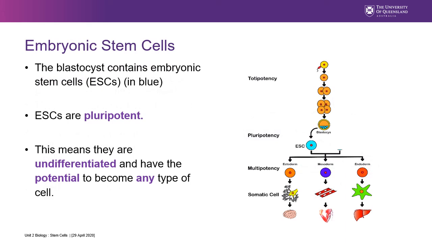I mentioned embryonic stem cells earlier. These are contained in the blastocyst. They are represented by the blue cells in the image. Embryonic stem cells are what we call pluripotent. This means they are undifferentiated and have the potential to become any type of cell.